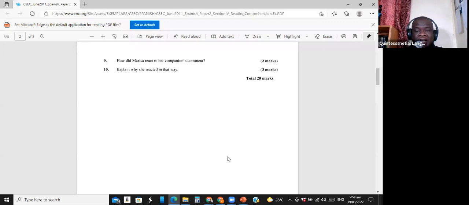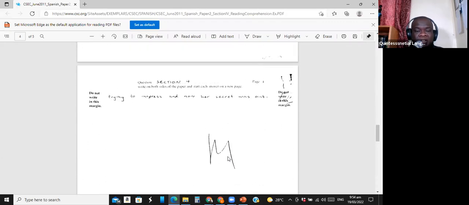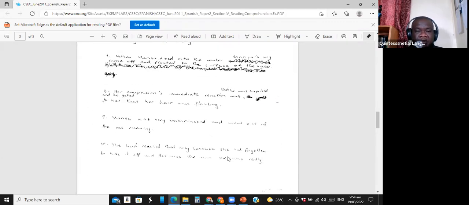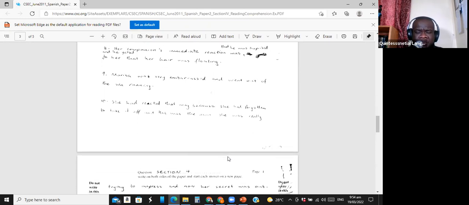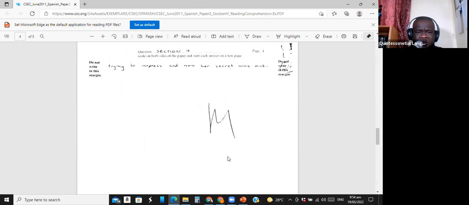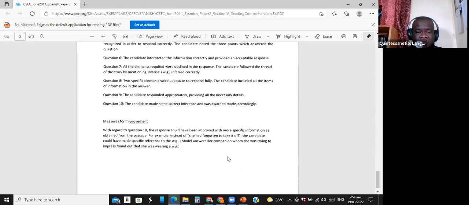So why did she react that way? What response did this person give? Well, I guess in this instance, let me correct myself. Some of the stuff is inferred and some of the words are used from the passage. So she had reacted that way because she had forgotten to take off the wig. She was trying to impress. And now her secret was out.